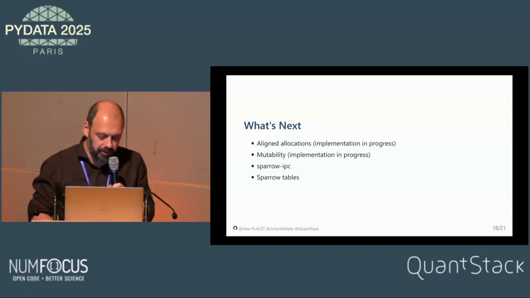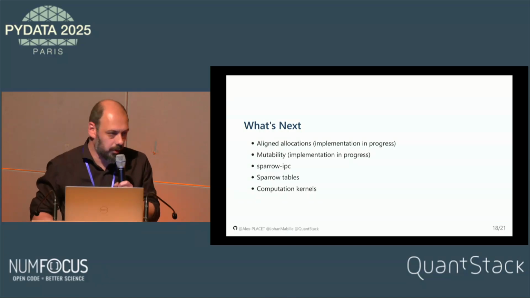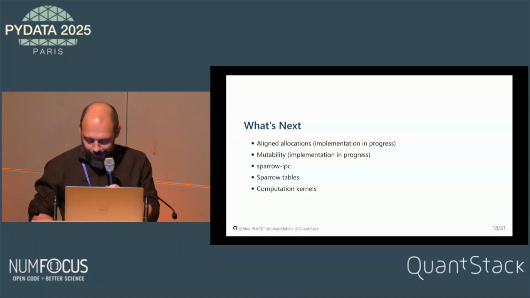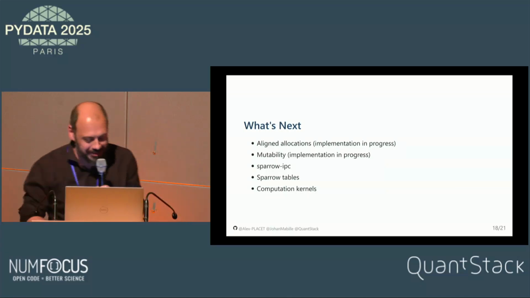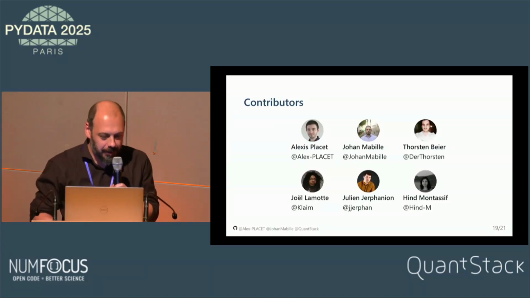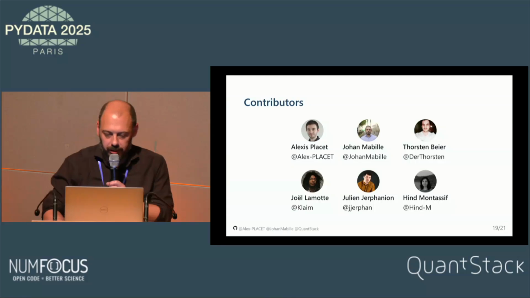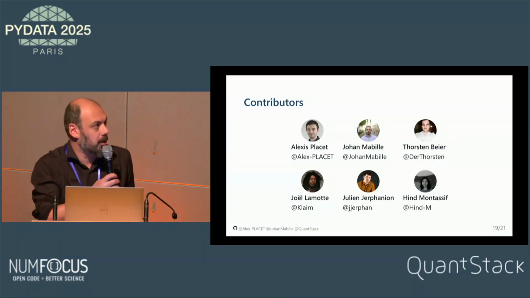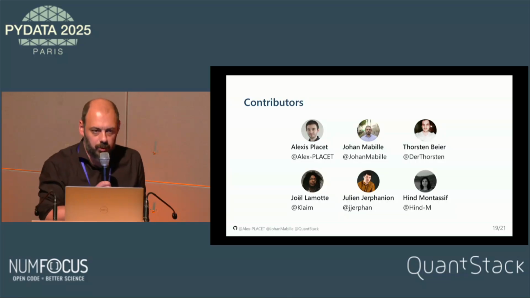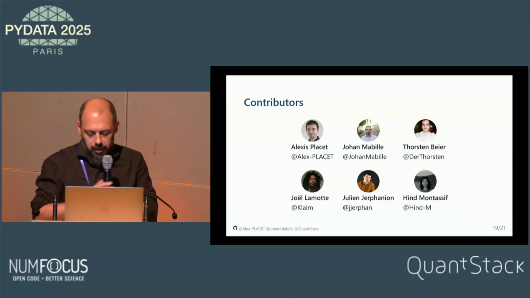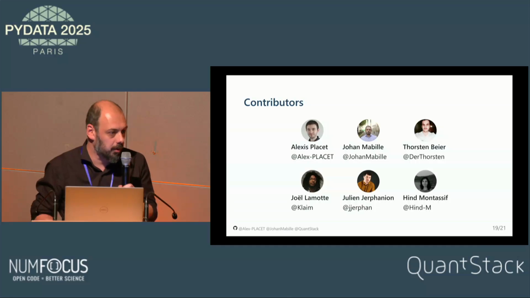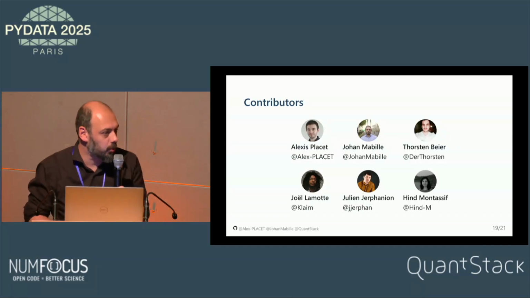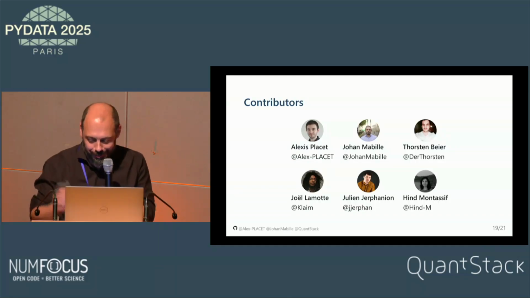Probably, so it's more uncertain, but if we get funding for that, Sparrow tables. And maybe computation kernels in the further future. That's just a hypothesis. A few words about the contributors, because actually it's not just the two of us. There are more people at QuantStack contributing to Sparrow and Sparrow IPC. We also thank Antoine a lot for his help and also questions about Apache Arrow. Sorry, you're not on the slide.